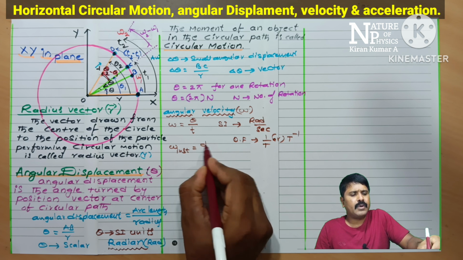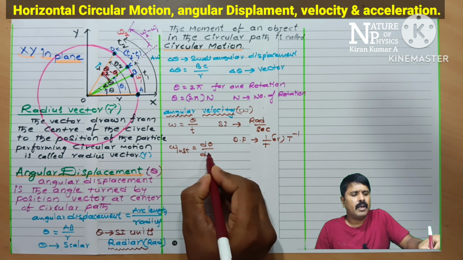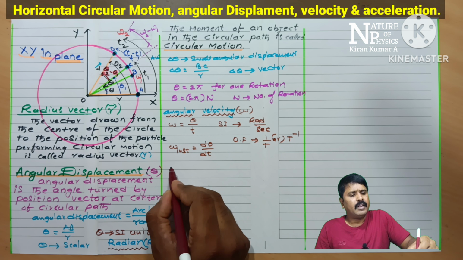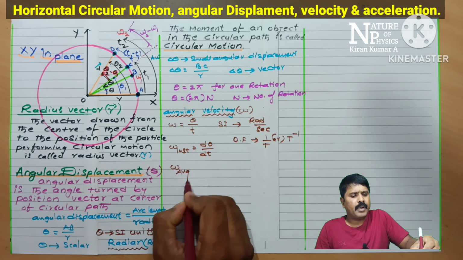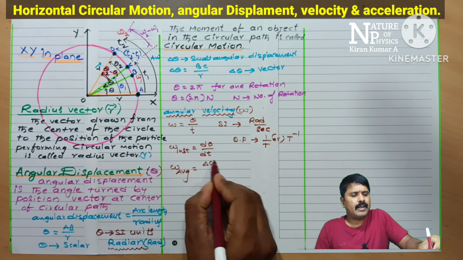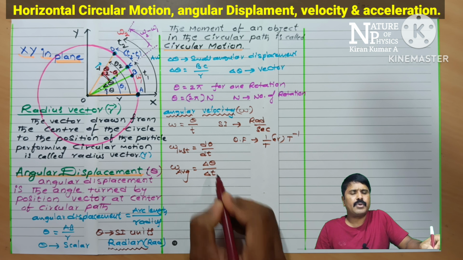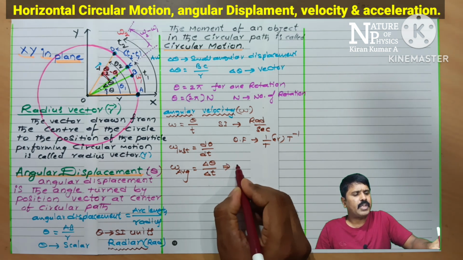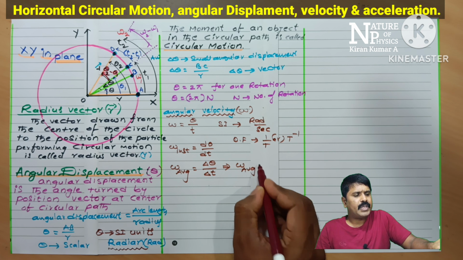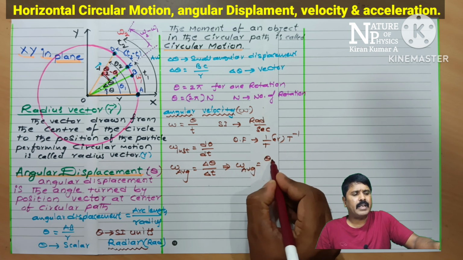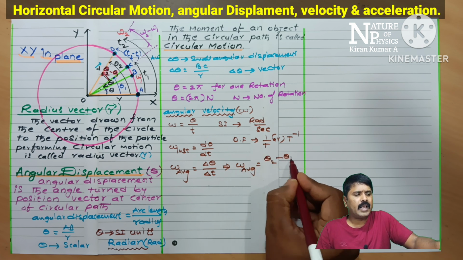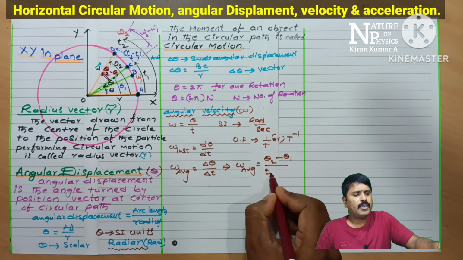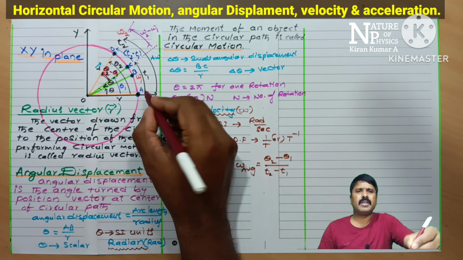Now omega instant, student. Omega instant is equal to d theta divided by dt, student. And next, omega average. Omega average is equal to delta theta divided by delta t, student. Continuing, here we can write one more step. Omega average is equal to delta theta, which is final angle theta 2 minus initial angle theta 1, divided by t2 minus t1, clearly represented in the diagram.